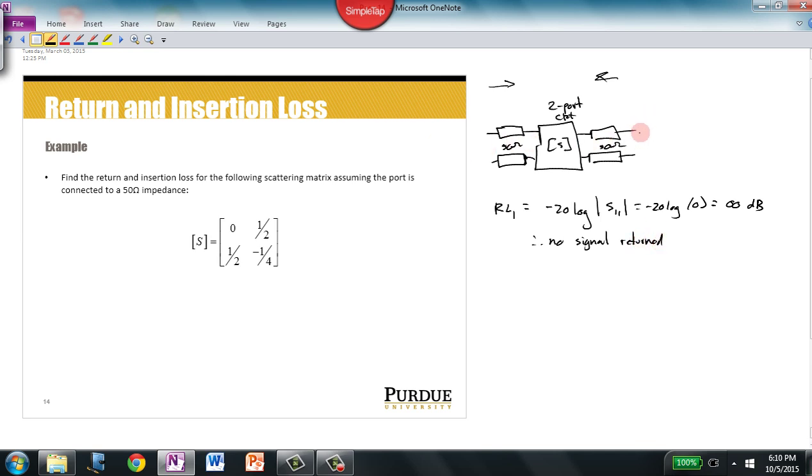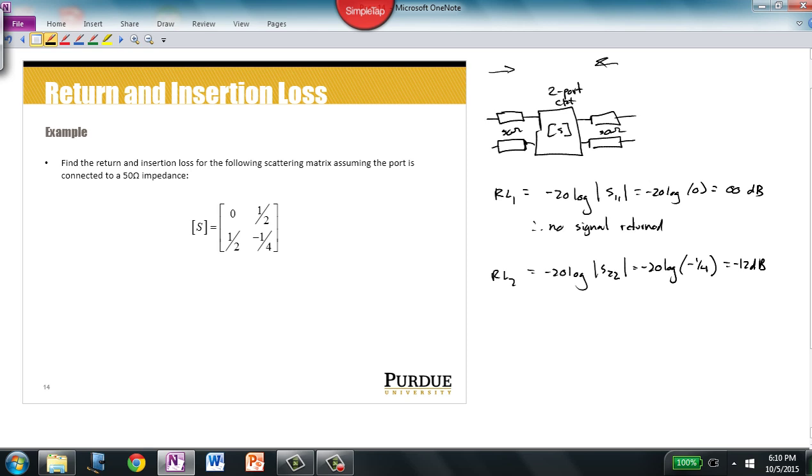What about if this was the input port and we were going that direction? So return loss 2 in that case is going to be minus 20 log of the reflection coefficient at this boundary, which was S22. And so that's going to be minus 20 log of minus 1/4. And that gives us minus 12 dB. So there is a bit of return loss if this is the input port.